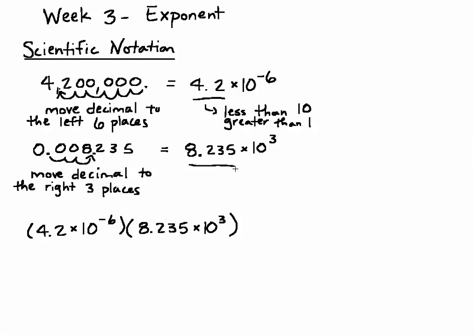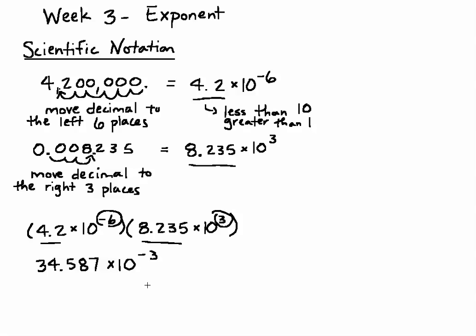And then operations we can do with the scientific notation. If we take 4.2 times 10 to the negative 6 and 8.235 times 10 to the third power, what we can do is we can multiply the numbers that are in front. 4.2 times 8.235 is 34.587. And that's times 10 to the, we're multiplying, so we add exponents. Negative 6 plus 3 is negative 3.